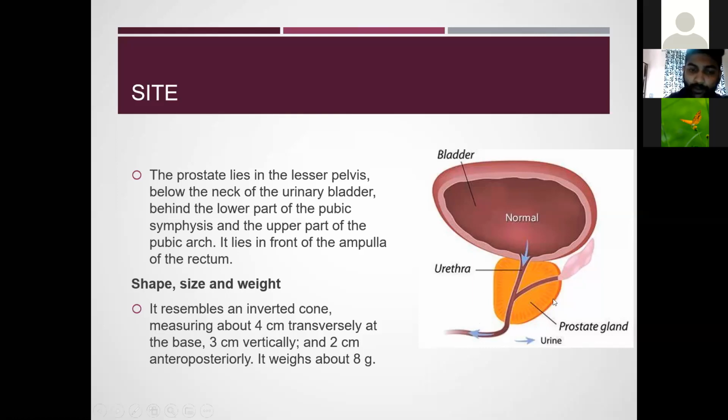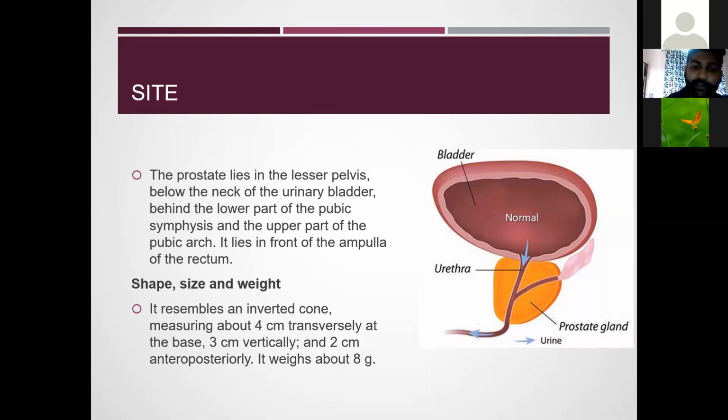Okay, you can say it is like an inverted cone and measures about 4 cm transversely at the base, then 3 cm vertically and 2 cm anteroposteriorly. And it weighs about 8 gram. Its site is below the neck of the urinary bladder, below the lower part of the pubic symphysis and the upper part of the pubic arch.